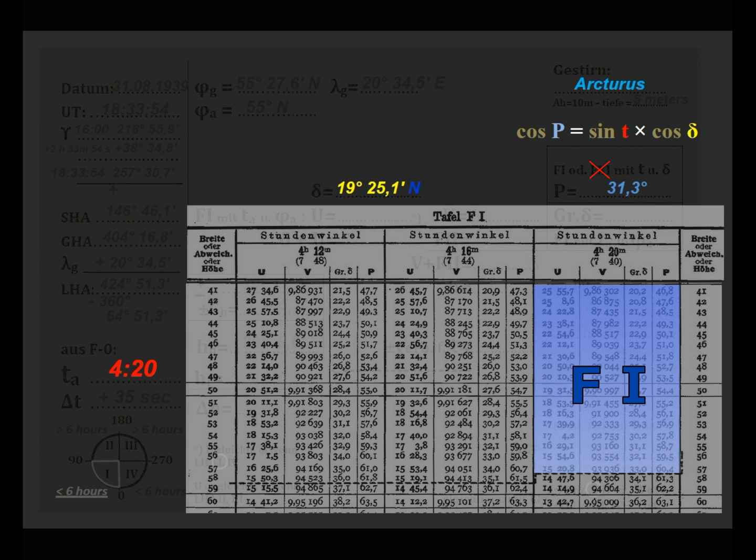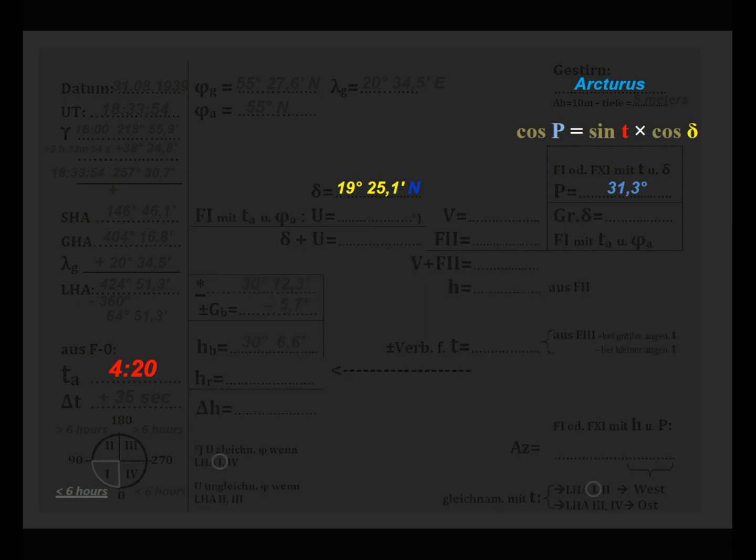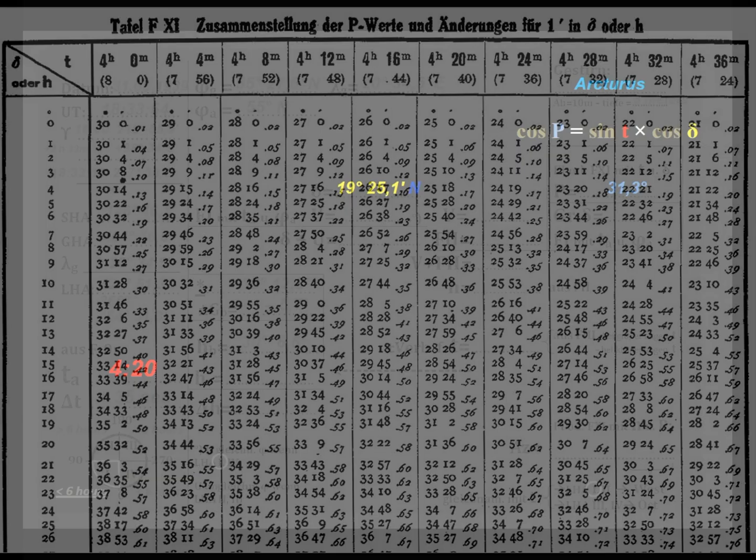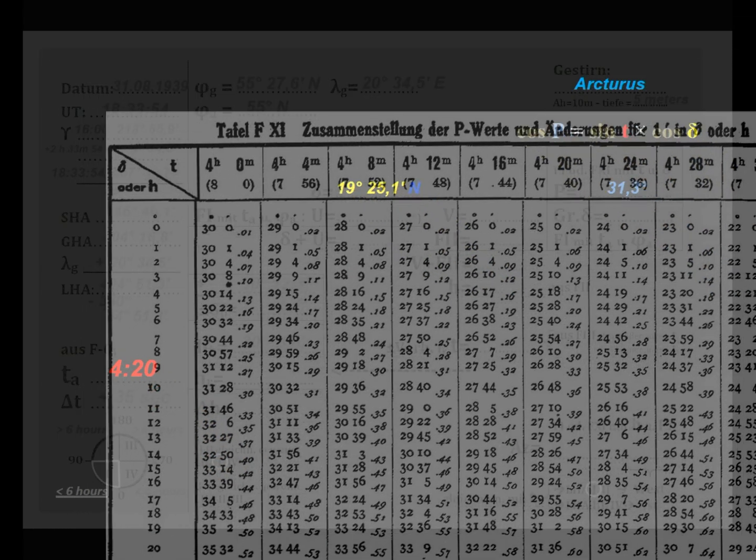In other cases, if you see that you need to extract P below the dotted line, then the F1 table is not accurate enough for this, and you should use the F11 table, which takes into account the angular minutes of the declination, for a more accurate calculation of P.